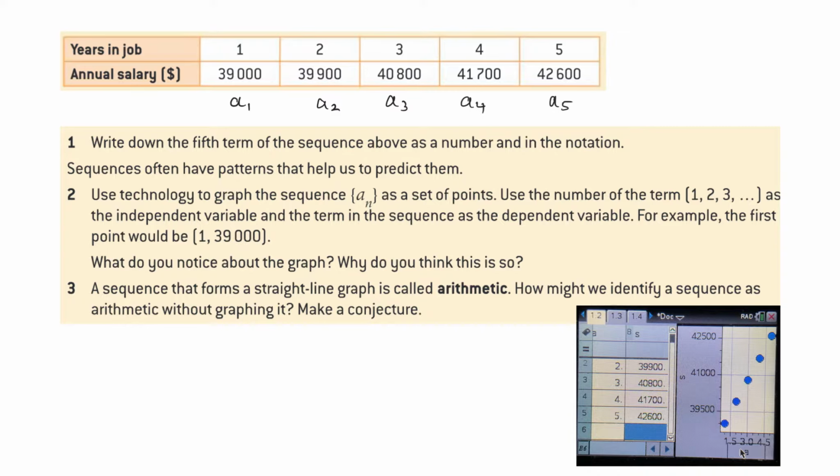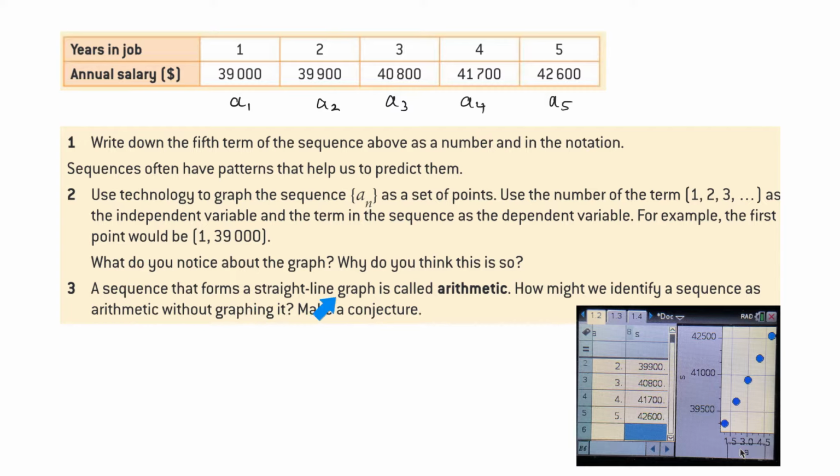What do you notice about the graph? Well, it's a straight line. Why do you think this is so? Why is it a straight line? Well, because it has a constant slope, because the increase, I don't know if you've noticed yet, is going up by 900 each time, which means for every movement to the right, it goes up 900. Okay, and we know that rise over run, so this would have a slope of 900.